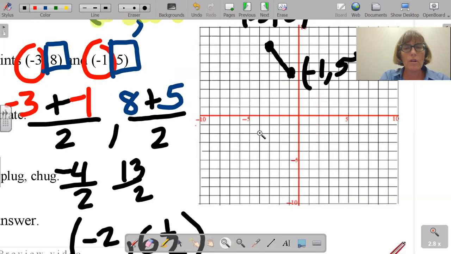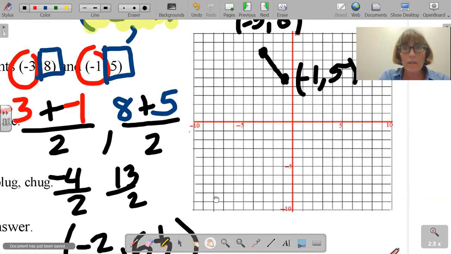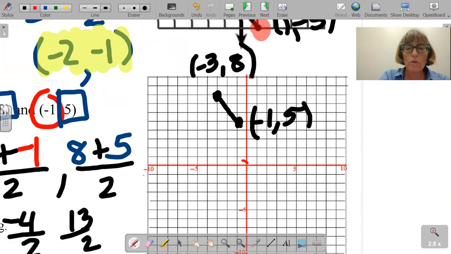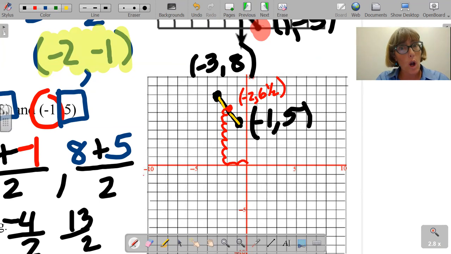If you come over here, watch carefully. That's -2, 6.5. So over 2. And up 6. 1, 2, 3, 4, 5, 6.5. Looky there, friends. -2, 6.5. It looks like the exact middle, which it is. Fractions are okay. Get comfortable with those. So that's midpoint. You add, divide by 2, add, divide by 2.